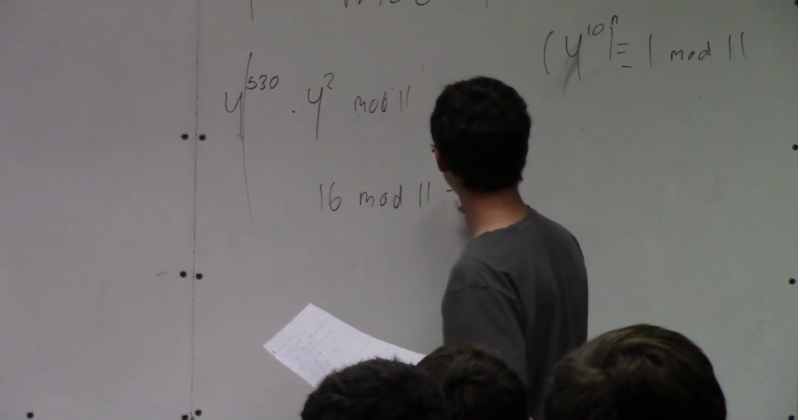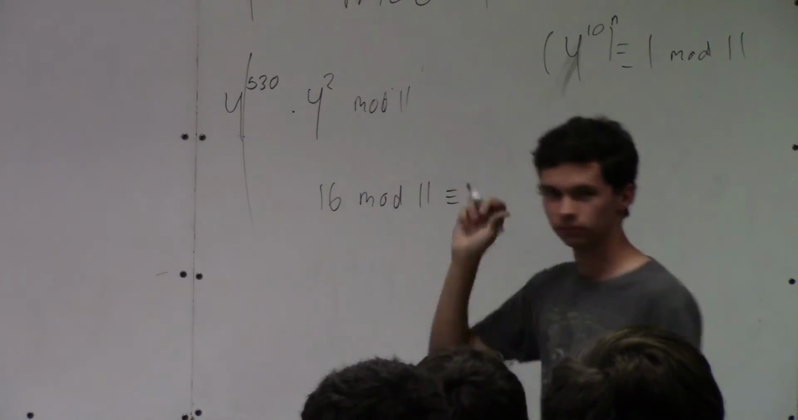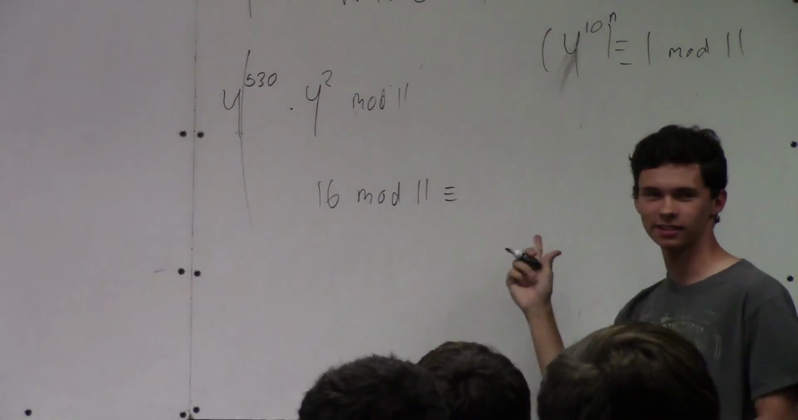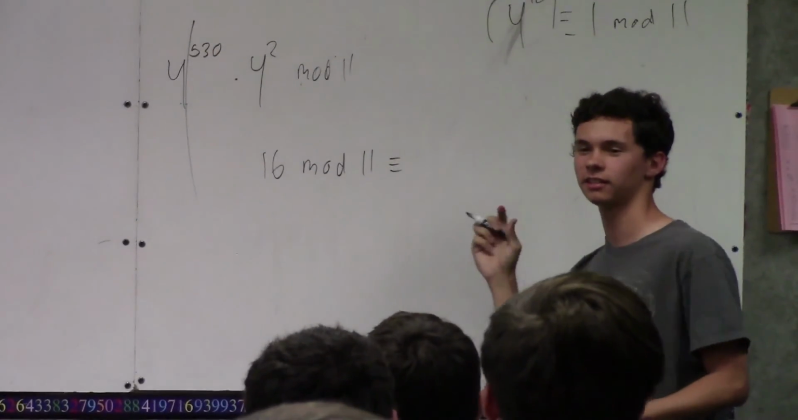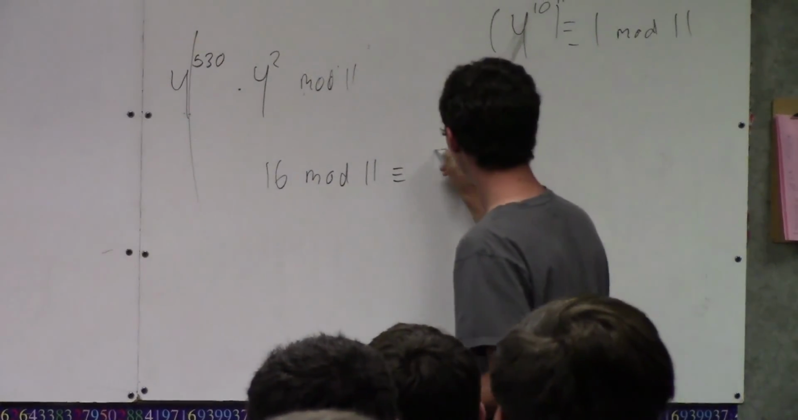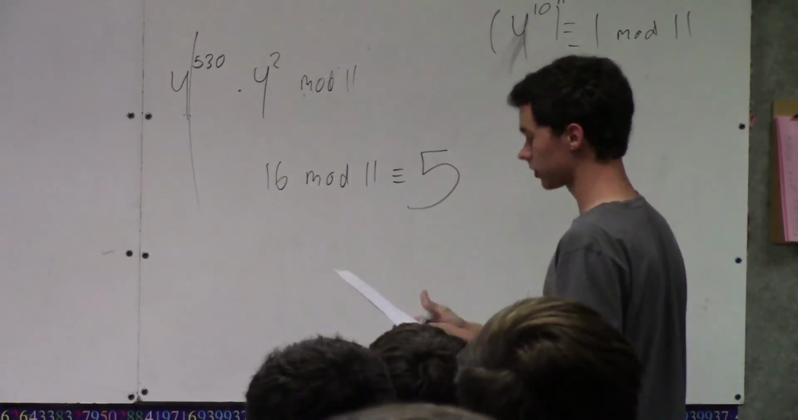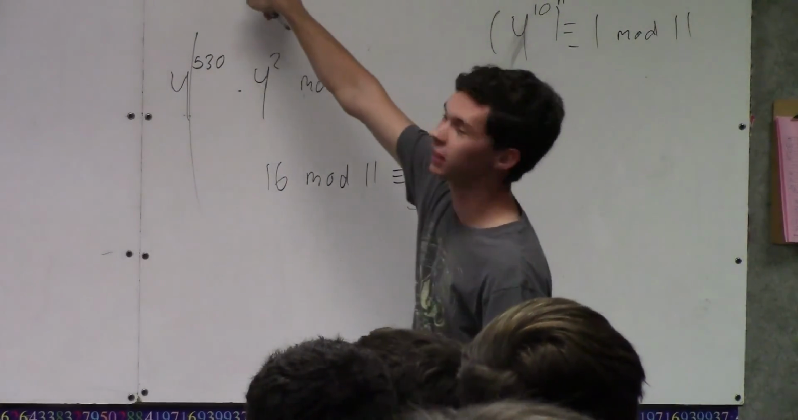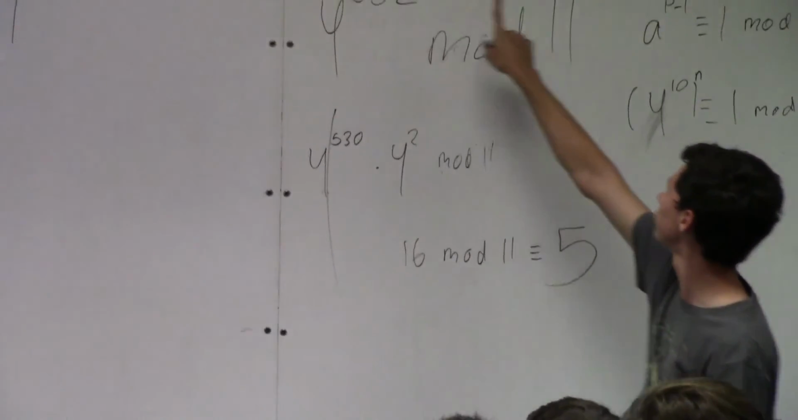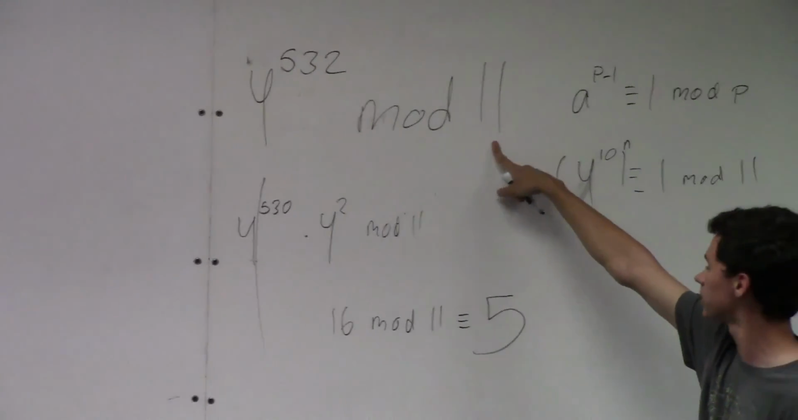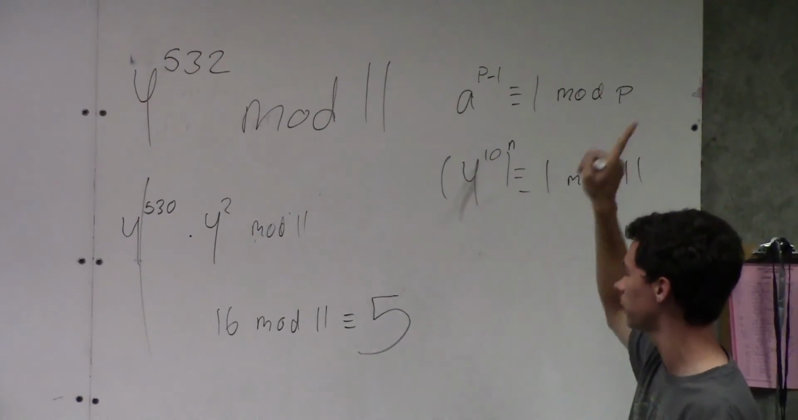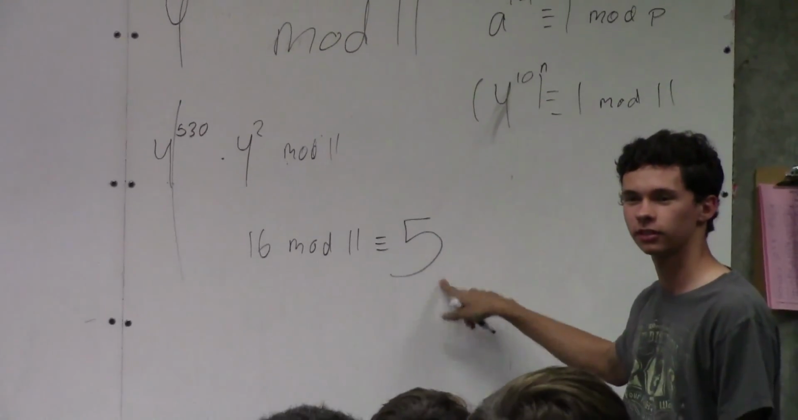16 mod 11. Hold on, let him guess. Any guesses? 5. Show me on your hands. 5. There you go. 5. So, if you were to take this big old number and divide it by that little old number, because it's prime, we can use Fermat's little theorem. The remainder is 5. Cool.